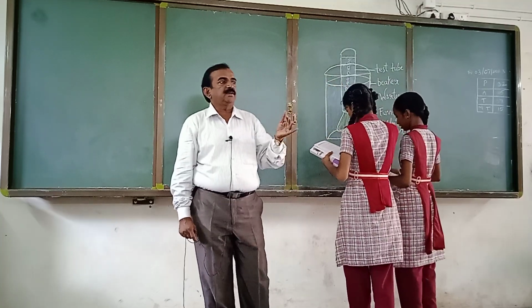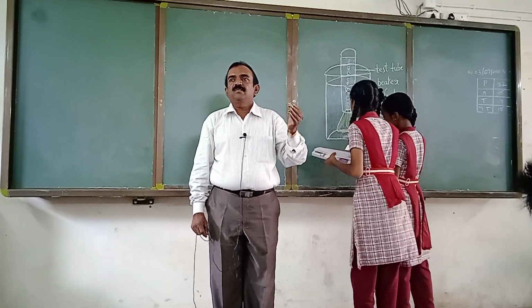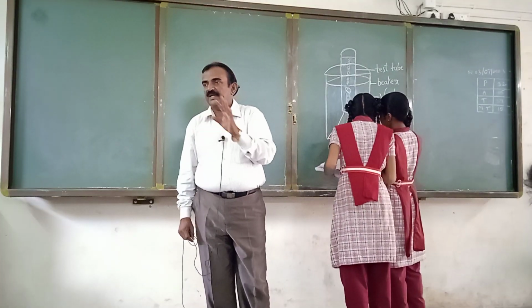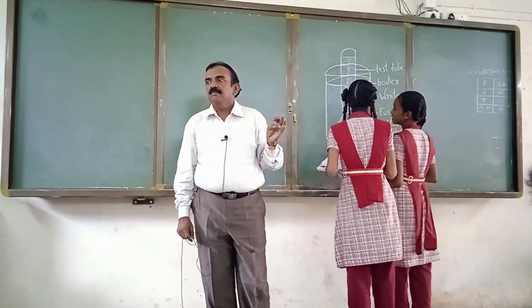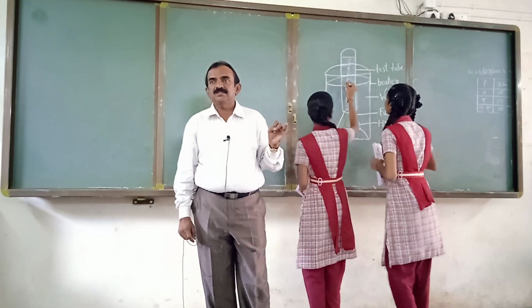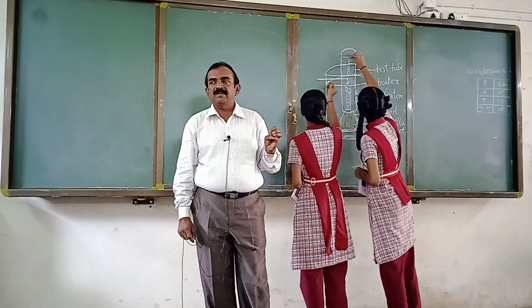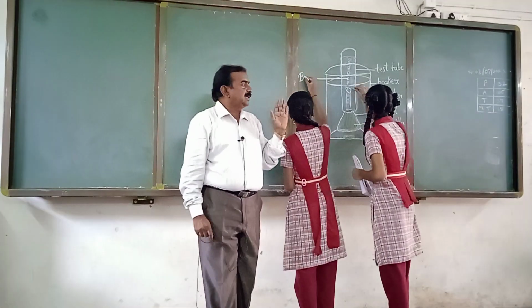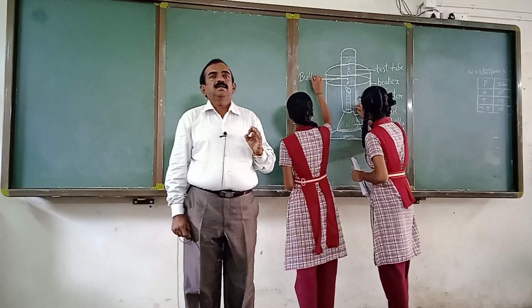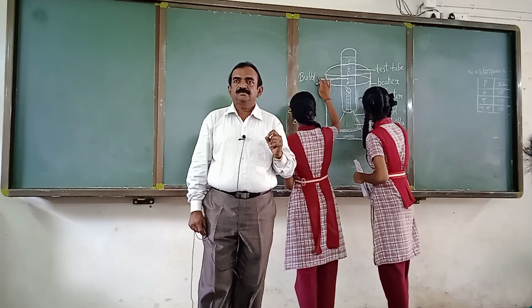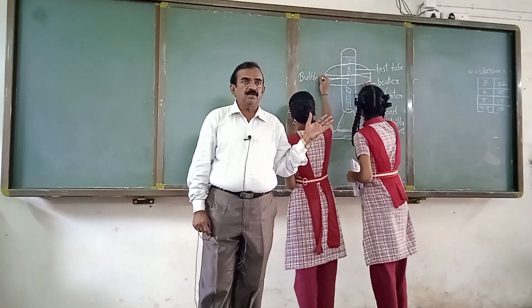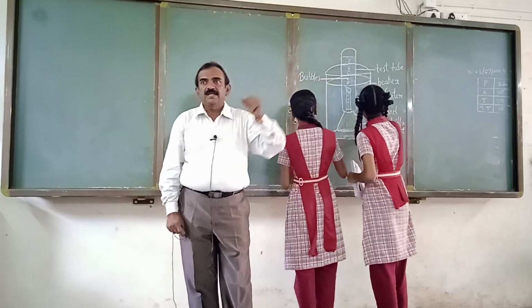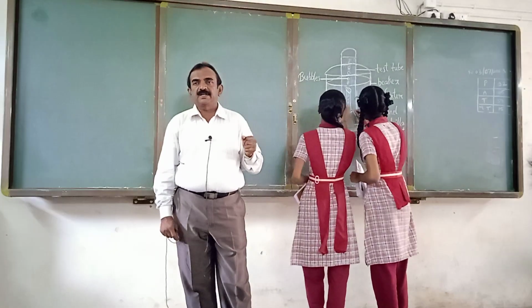So to write a lab activity, we need to follow some steps. What are they? Aim, material required, precautions, procedure, observation, inference or conclusion. So today we are doing a lab activity. I am explaining it now, and later we will do this activity in our laboratory.